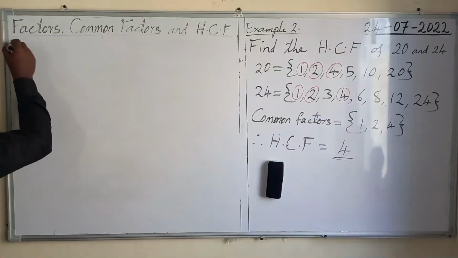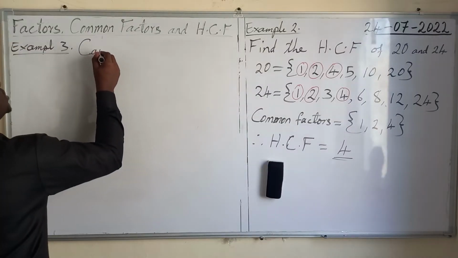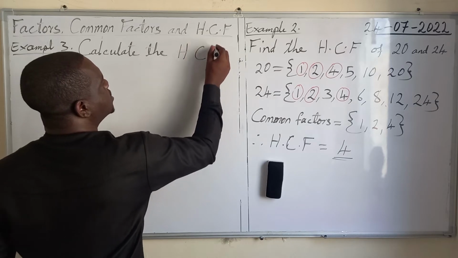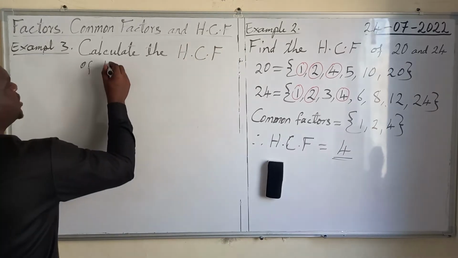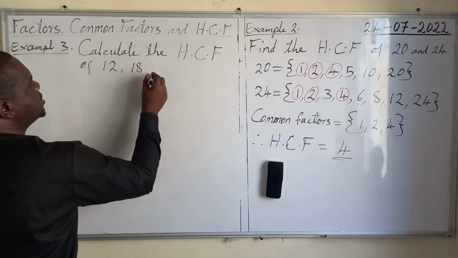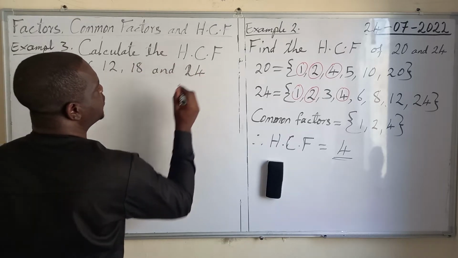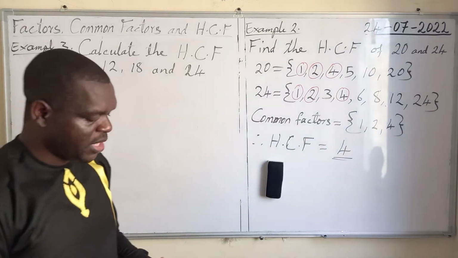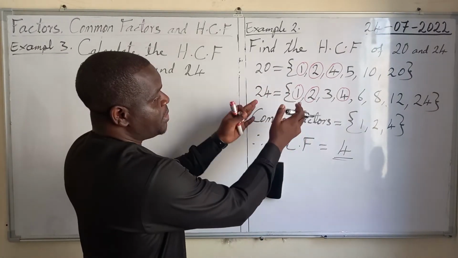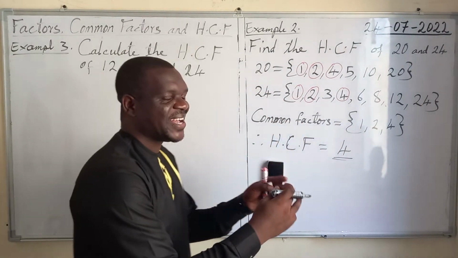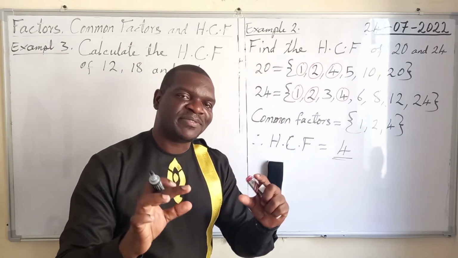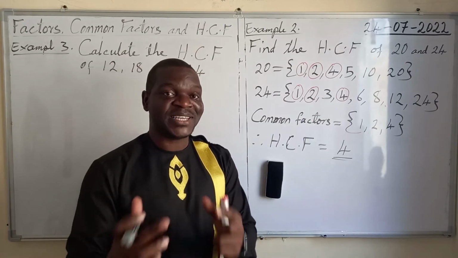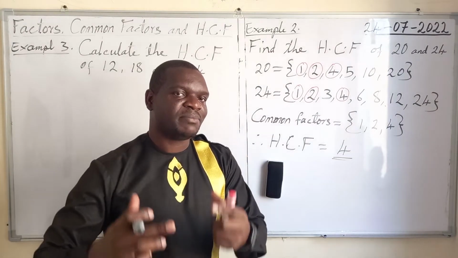Example 3, calculate the highest common factor of 12, 18, and 24. Okay, let me take us back to our previous example. If you look at this example, it takes space, it takes time. What can we do to simplify and make the calculation of highest common factor easy? It is by using prime factors.